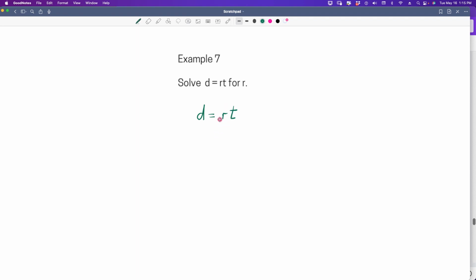So if I want to get R by itself, it's R times T, so I'm going to divide by T. But if I do it on this side, I have to do it on this side because it's an equation. So T divided by T is 1. So what I have left is 1R is equal to distance divided by time. And that is the value of R.